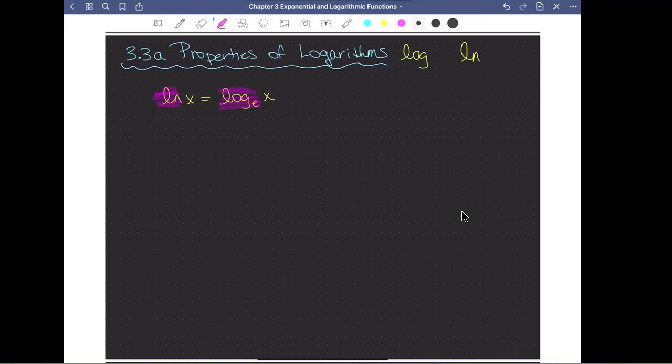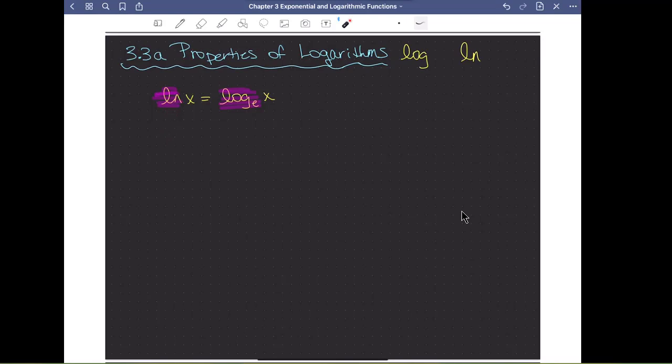So anytime you see natural log, and it's written this way, if it makes you warm and fuzzy, you rewrite it like this. If we see log base e, we just know that if we want to make a little shortcut, we can just write it as natural log. So it means the exact same thing. It's just another way of writing it.